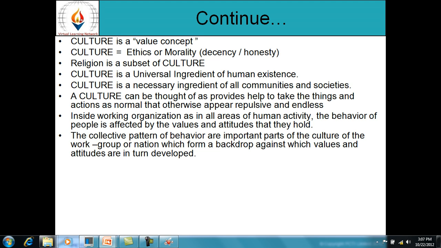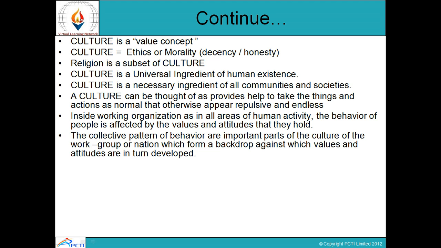As a whole, the culture can be defined as a value concept because culture reflects the ethics as well as the morality in terms of decency, honesty. Religion is considered as a subset of the culture because culture is a universal ingredient of human existence. Culture is a necessary ingredient of all other communities and societies.